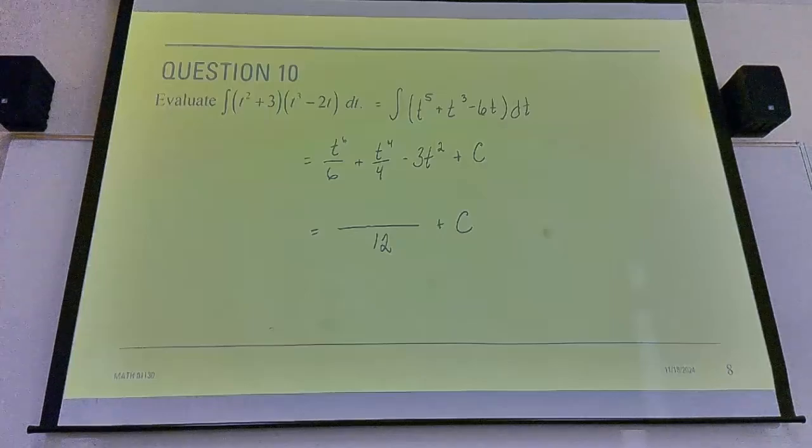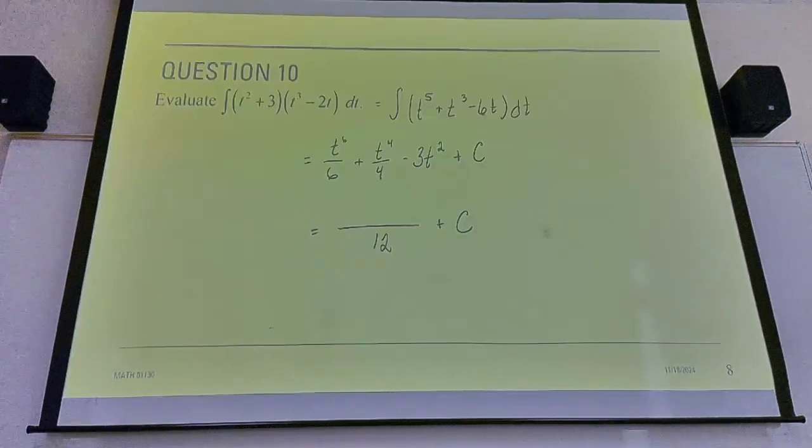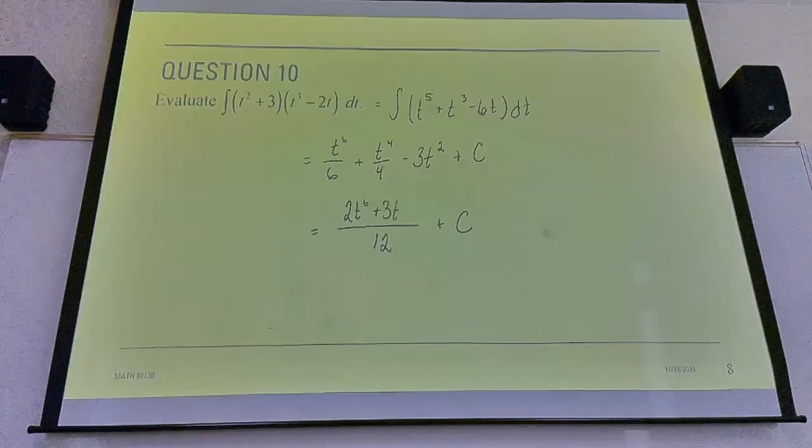Correct me if I'm wrong, but I believe that would be 4t to the 6 plus 6t to the 4 minus 72t squared, and then all that over 24. That's not simplified, right? Well, yeah, you're not wrong. 2t to the 6 plus 3t to the 4 minus 36t squared.